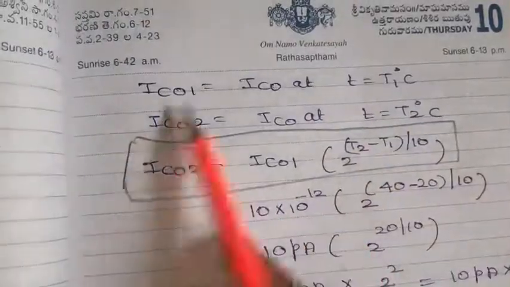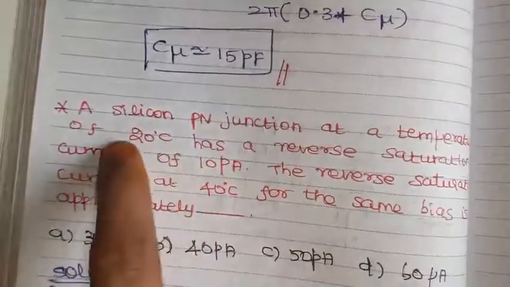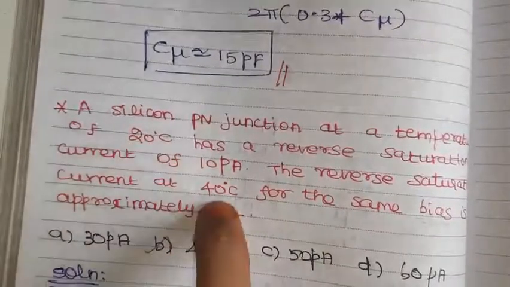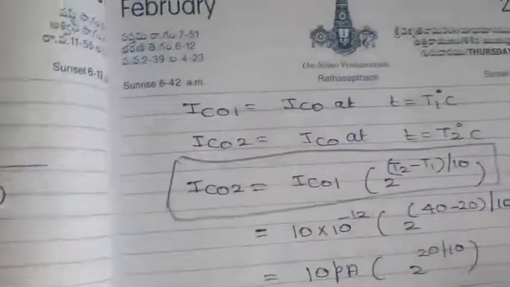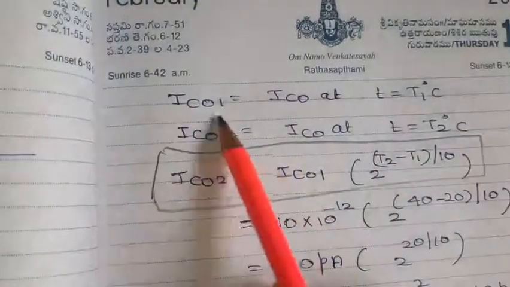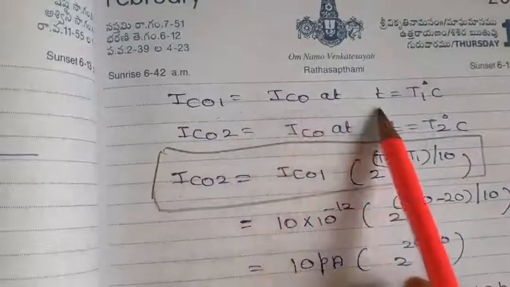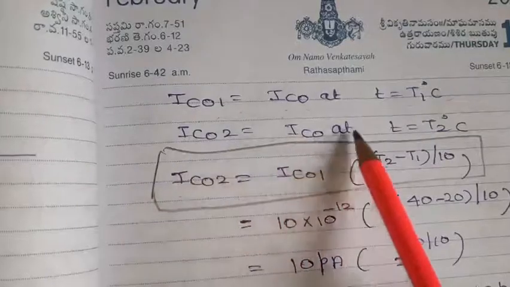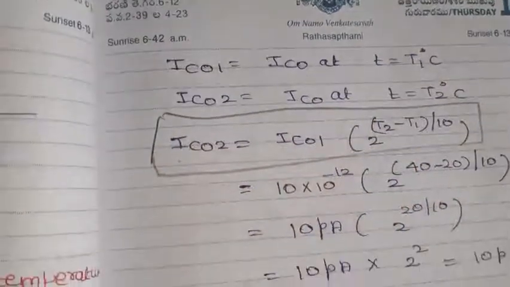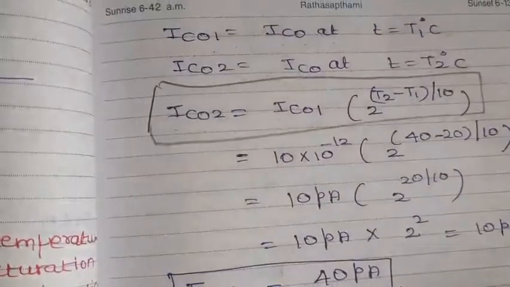So I_C0 1, the reverse saturation current, is 10 picoamperes at a temperature of 20 degrees Celsius. Then T2 is 40 degrees Celsius, and we are going to find out I_C0 2. I_C0 1 is I_C0 at T equal to T1 degrees Celsius, and I_C0 2 is I_C0 at T equal to T2 degrees Celsius. So I_C0 1 we know, it is 10 picoamperes.